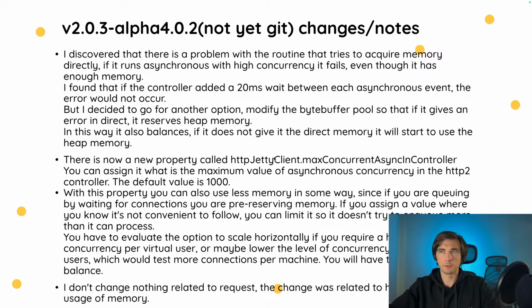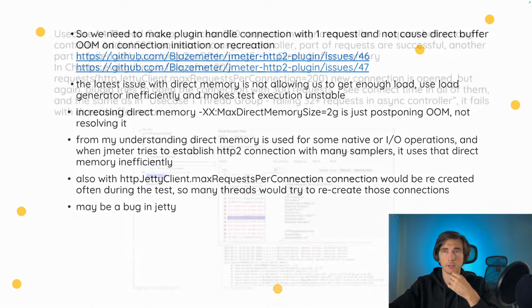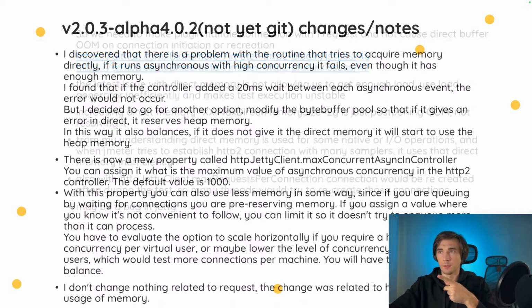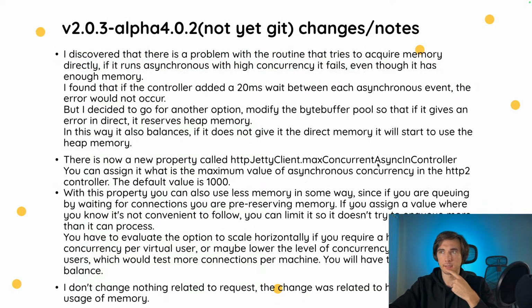So it allows you to control how many requests could be sent asynchronously in parallel in an async controller. It's more like fine tuning. It is not solving the problem itself, because the default is 1000, but even if I set it to 100, let's say I establish the connection. Let's say I use this new property, max concurrent async in controller.